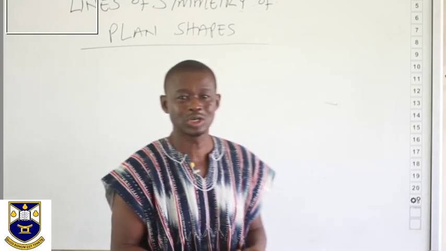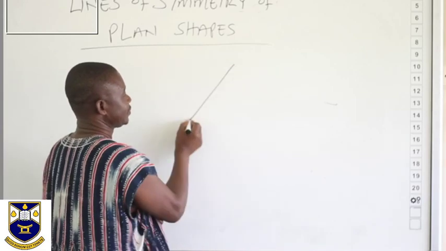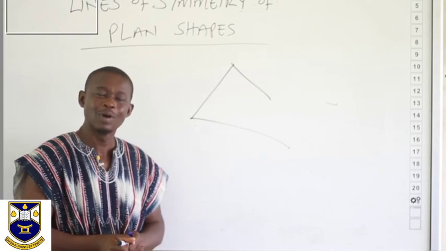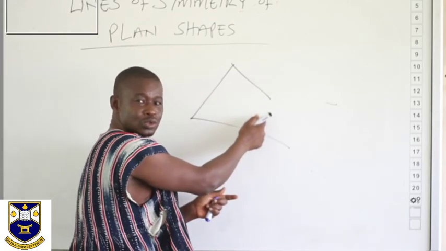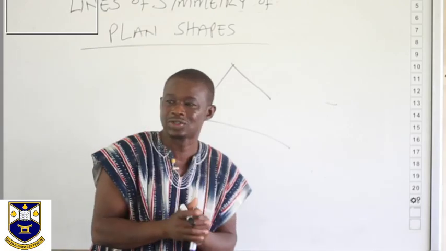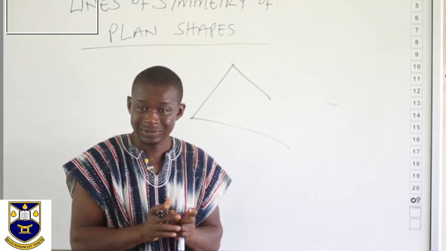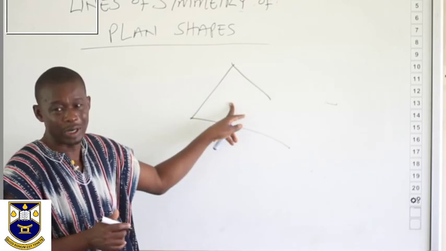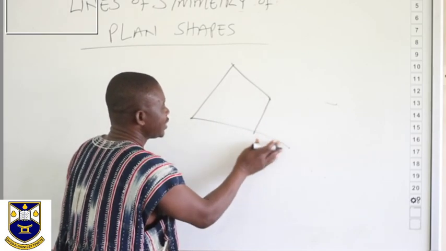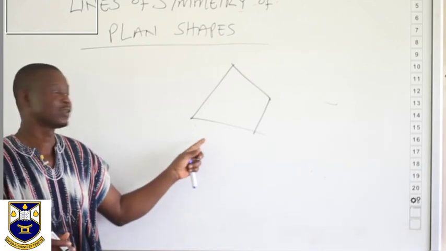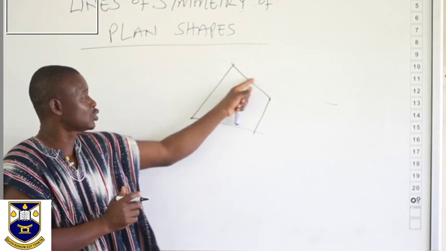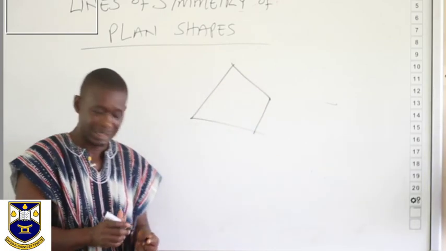So if I draw something like this, we cannot call this one a polygon. Why? Because it is not closed. Remember, I said that it should be closed and should be bounded by straight lines, not curves. Now, if we have something like this, then it qualifies to be a polygon because it is closed. And this one here is closed by 4 straight lines.